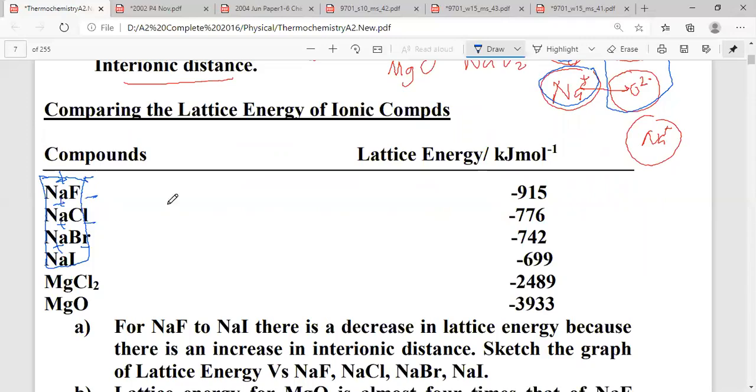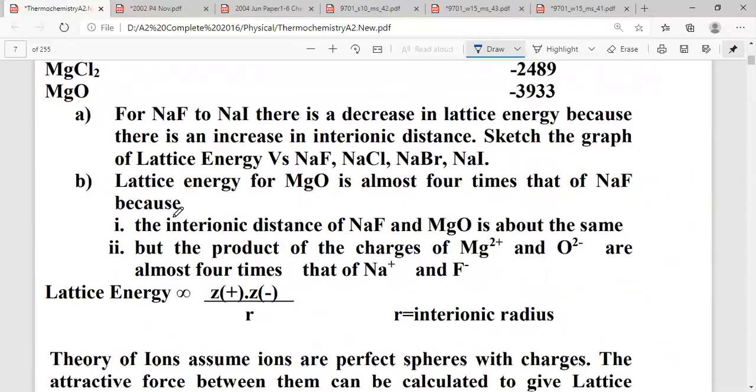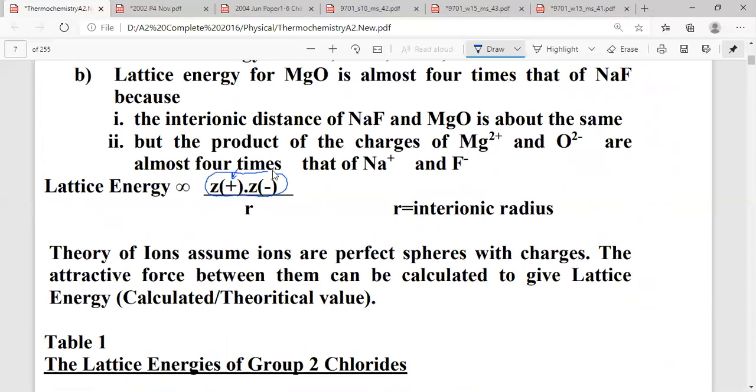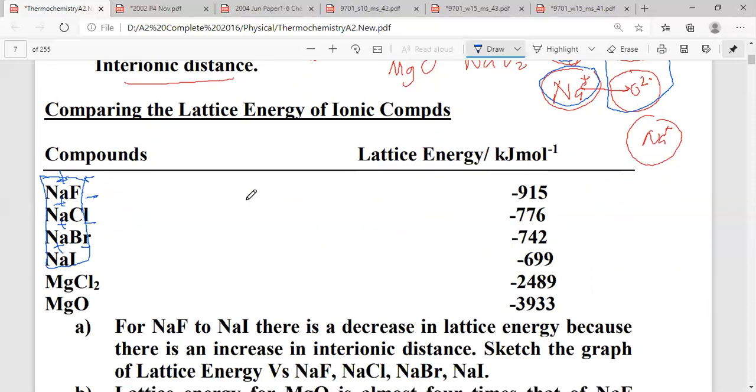You can see here, there's a formula. They say lattice energy is proportional to the product of the charges, the positive charge times the negative charge over the interionic radius. This is from the book. This is how you can actually calculate your lattice energy. Now, let's come to here. So here you get positive, negative in it, right? So the charges are the same. So what makes the difference, since the lattice energy is all different?